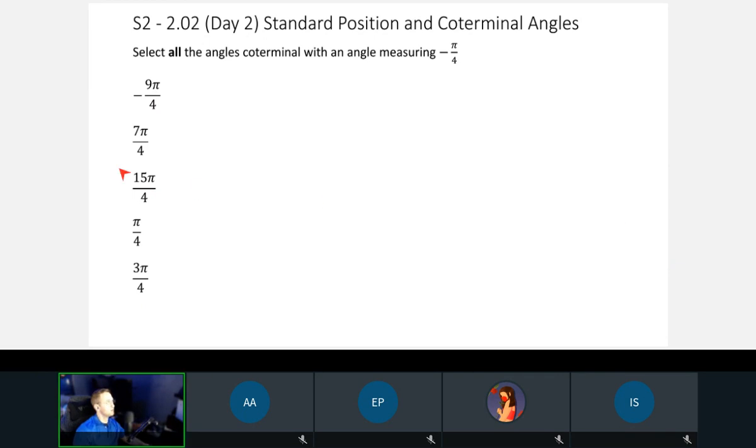So again, what are the answers? Which ones are coterminal angles? So Antonio, adding 180 is not correct. If this was in degrees, you would want to add 360. Remember, a full rotation is 360 degrees or 2 pi radians. So 7 pi over 4 is one of them. Yep.